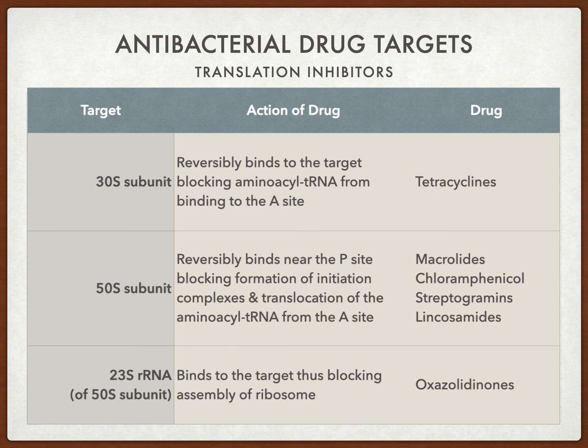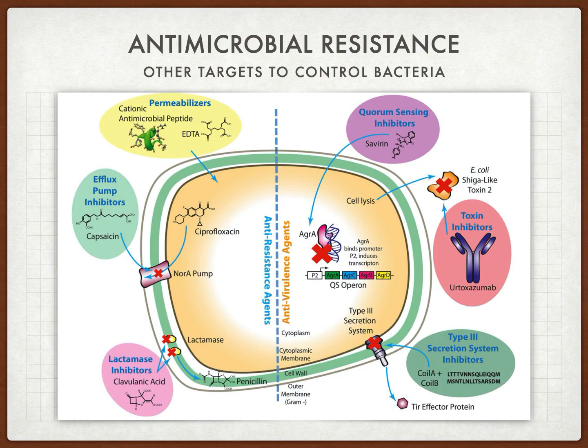So this is a table listing down the various drug targets and an example drug class. We can see here tetracyclines targeting the 30S subunit. We can see here oxazolidinones targeting the 23S subunit of the 50S component. And the most popular, in the sense that more drug classes are targeting this subunit, is the 50S subunit of the 70S ribosome. This is targeted by macrolides, chloramphenicol, streptogramins, and lincosamides. And so this is the last slide for this part.